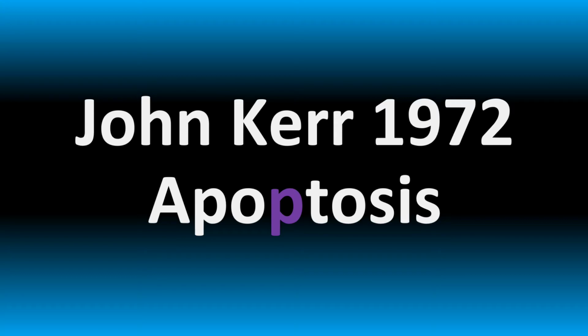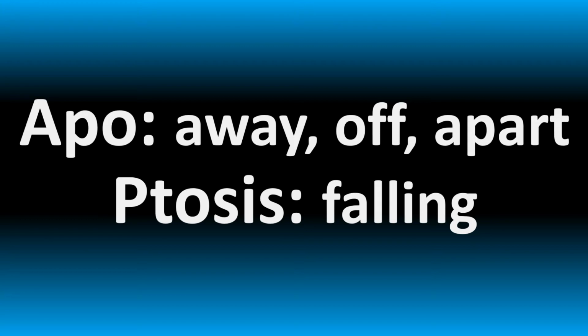Here's the story. The Australian pathologist who penned the word back in 1972 said that the word comes from the combination of two Greek words, apo, meaning away, off, apart, and tosis, meaning falling. He used it because it describes the petals of flowers that die off, the apo part, and then the tosis part, meaning that they fall, they separate from the plant.